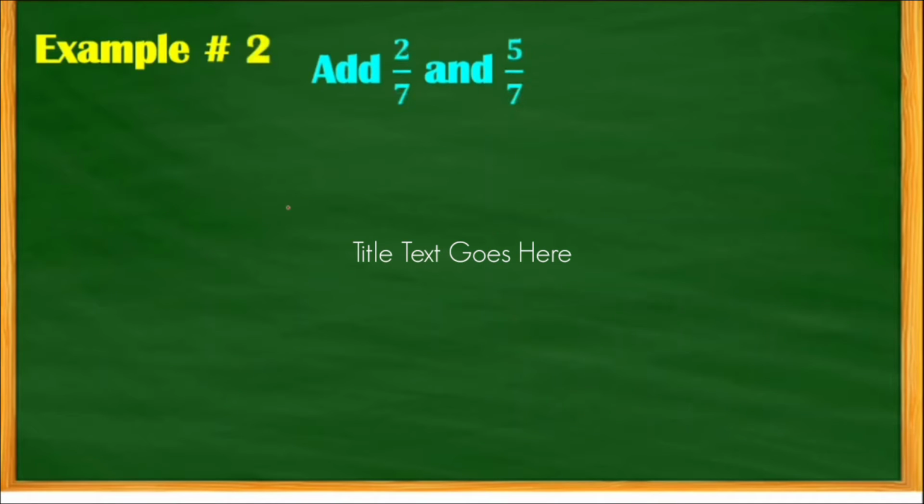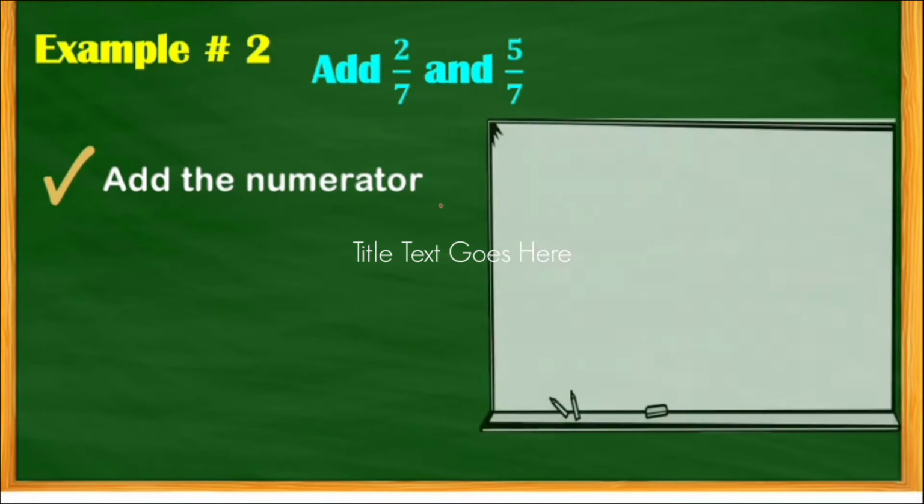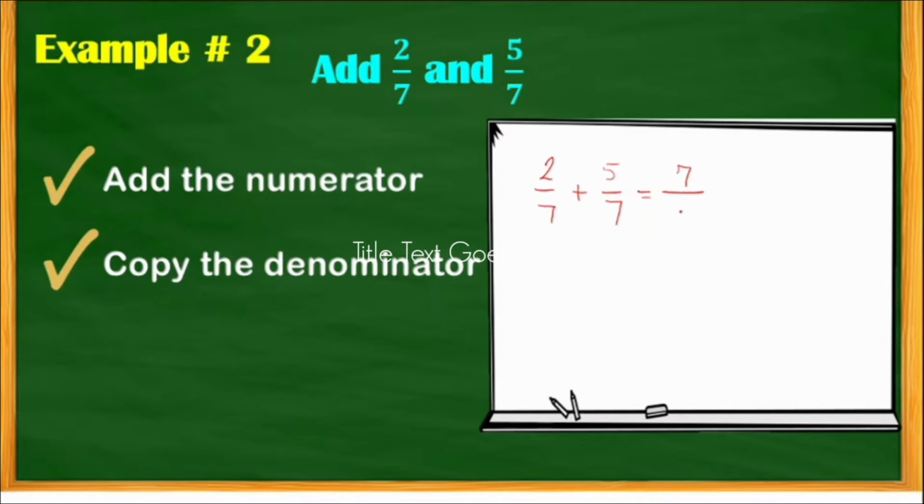Now, let's proceed to example number 2. 2/7 and 5/7. We're going to add. First step, add the numerators. We're going to write 2/7 plus 5/7. This will be the fraction bar. 2 plus 5 is 7. Then, the second step is to copy the denominator. The denominator is 7 also. Then, our answer is 7/7.